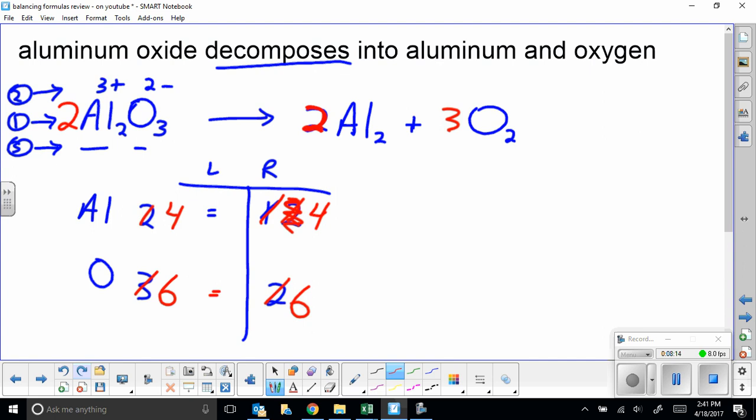And again, double check. 4 aluminum on both sides. There's 2 and 2 make 4. And 2 and 2 make 4. And on the oxygen, I should have 6. So I have 2 times 3 is 6. And I have 3 times 2 is 6. 4 equals 4. 6 equals 6. It's balanced. And again, we said that was a decomposition reaction.